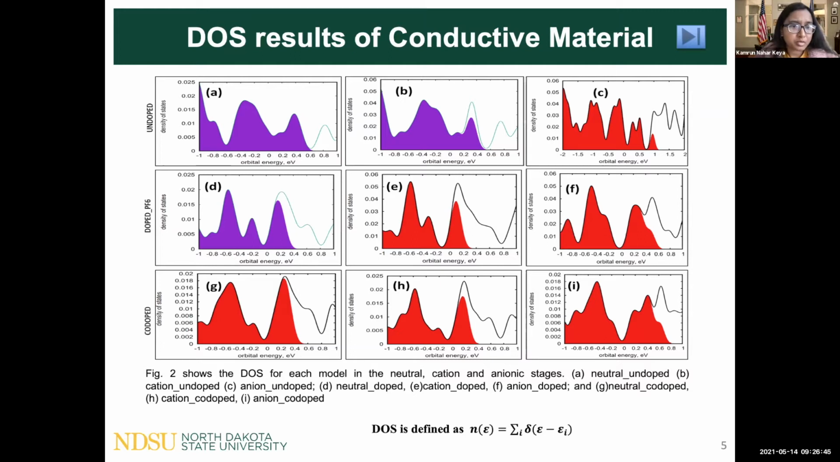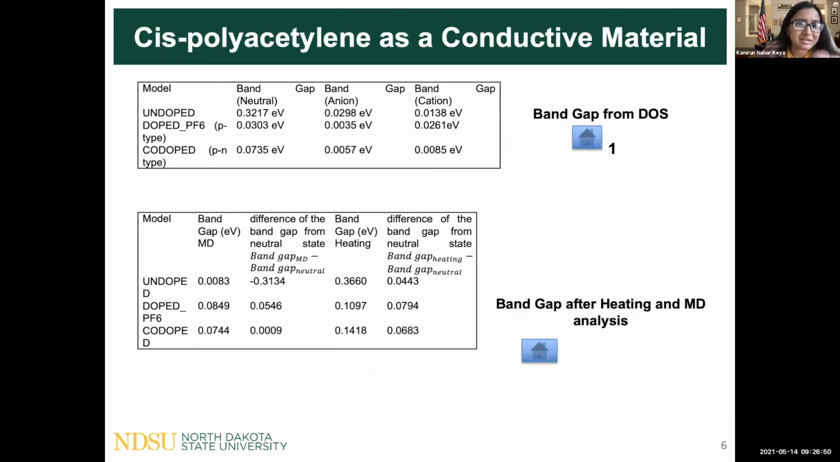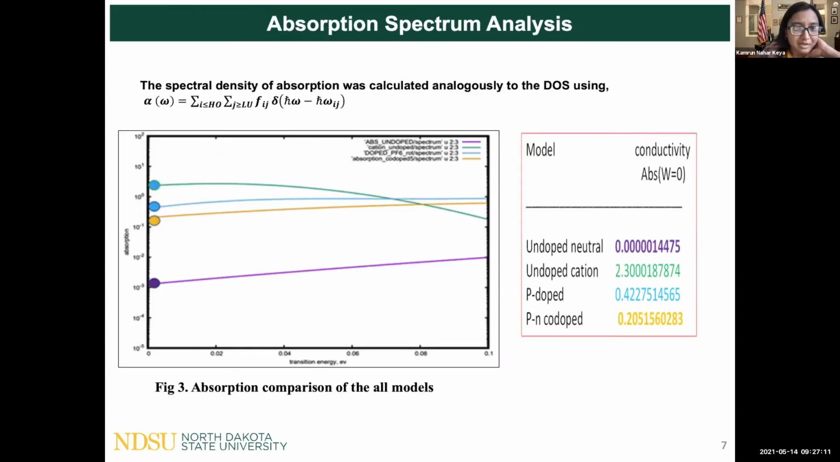I want to show you the table. Professor, could you please click that? From this table we are able to conclude that when we did anionic and cationic calculations, the undoped model in a cationic state shows more conductivity than the others.